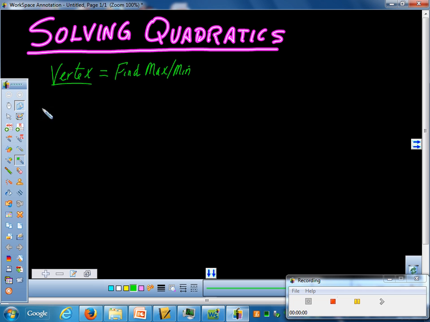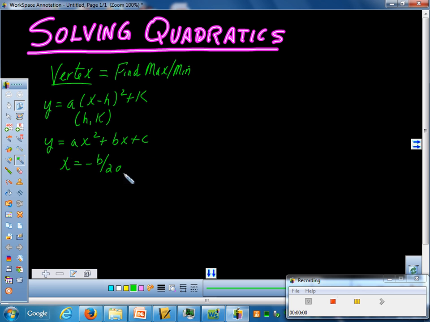Yes. If it's in vertex form, then we knew it was at H and K. If it was in standard form, how did we do it? That's better, yes. We did negative P over 2A, and to find Y, we subbed in the x-coordinate. That can't go away, ever. You can't lose that.